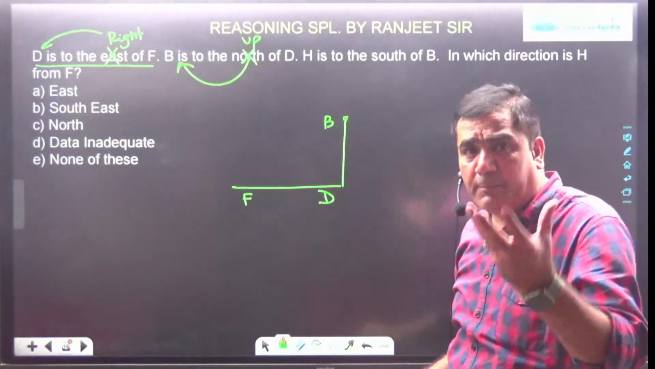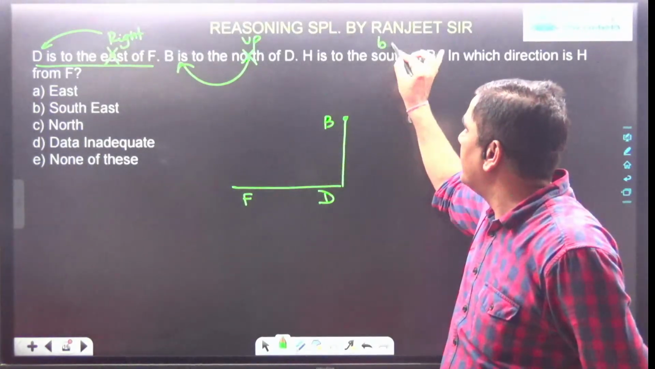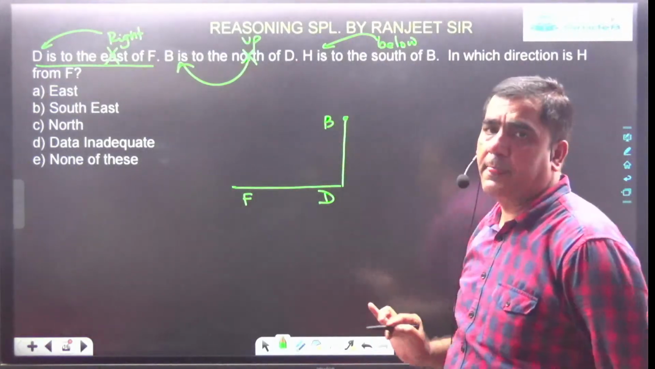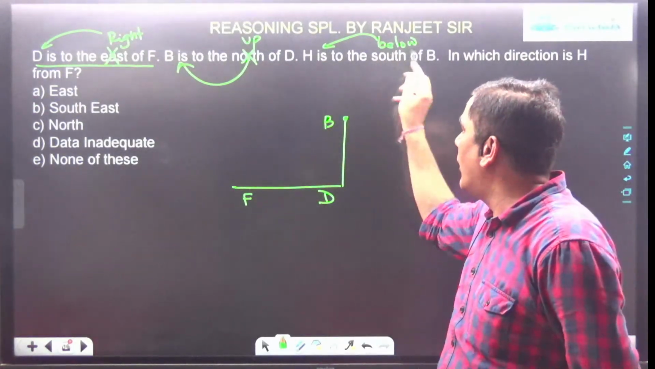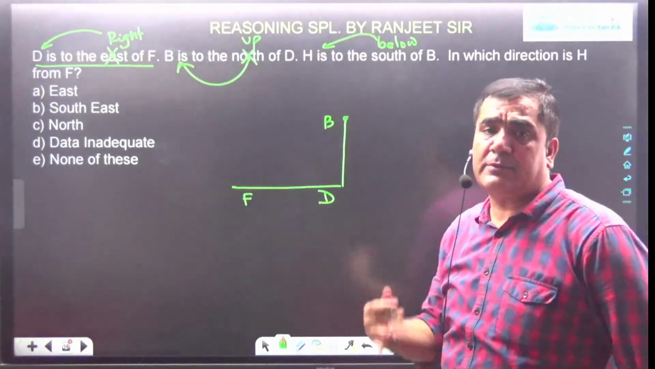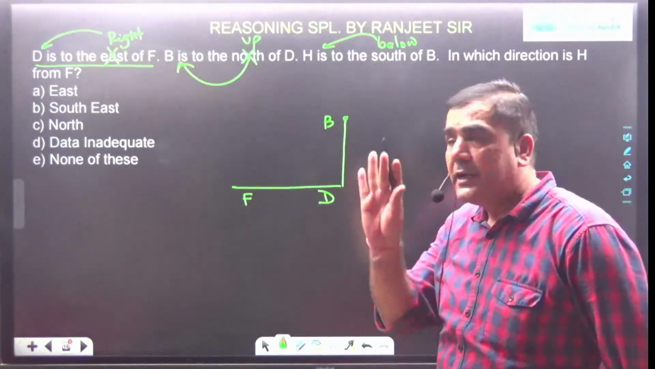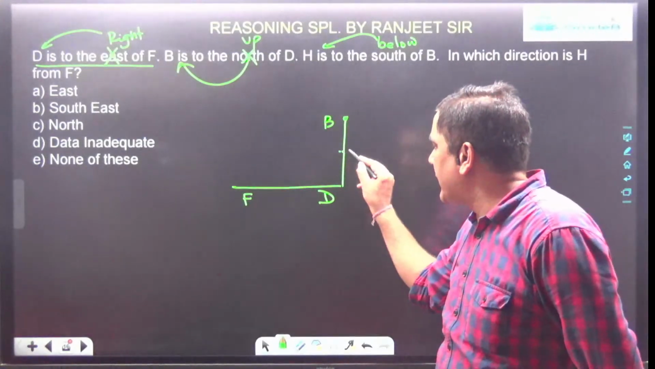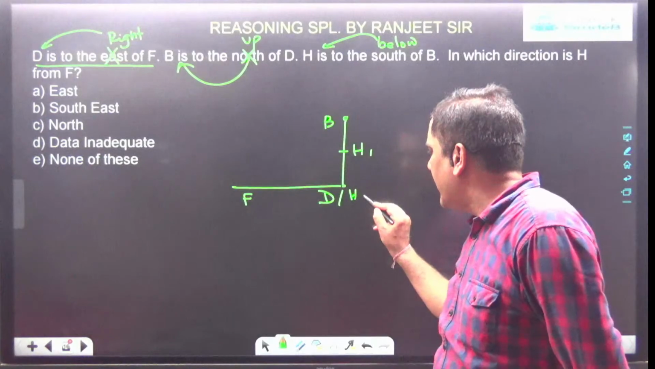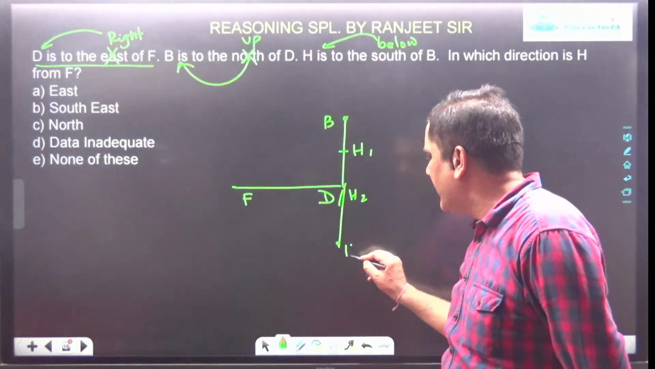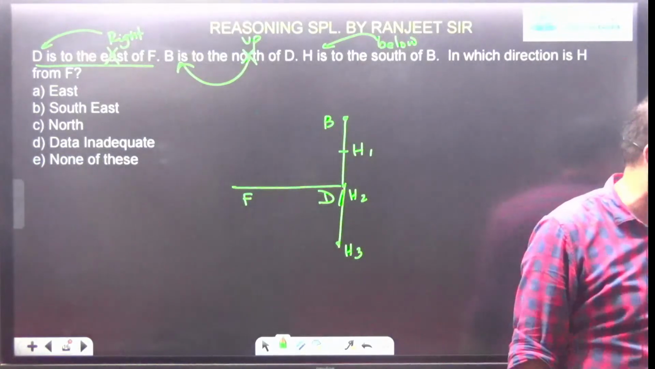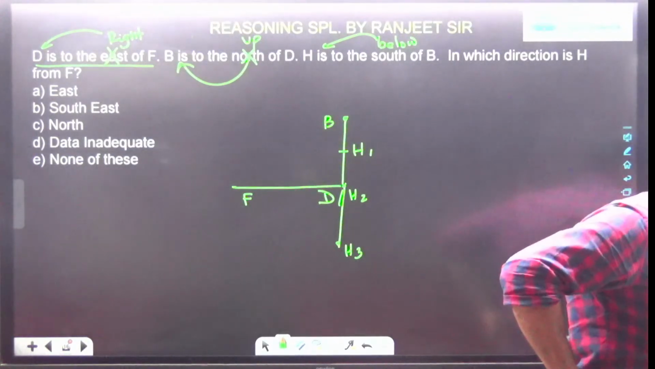South means what? Below. So who will be below? Below of whom? B. So I will say H will be below of B. B is over here, so below I can take anywhere, I can take the point as H. Case number 1, if I want, I can take H over here. If I want, I can take H over here. And if I want, I can take H over here. Anywhere I want, I can take the point to be H. Clear?